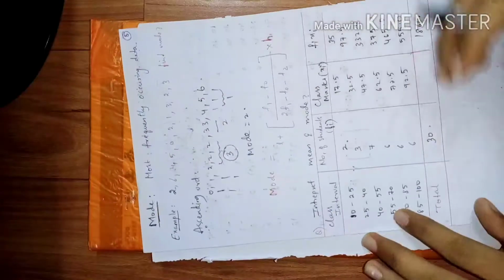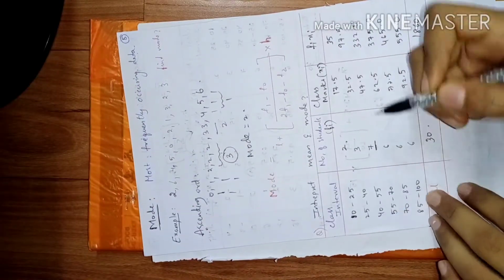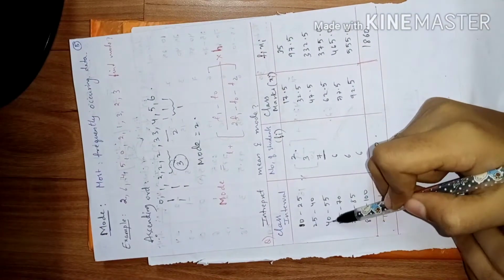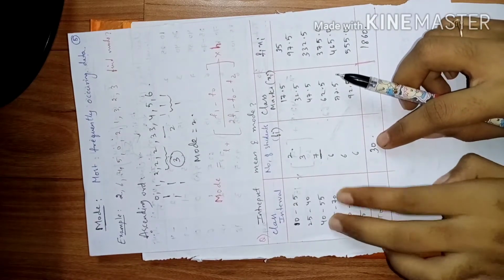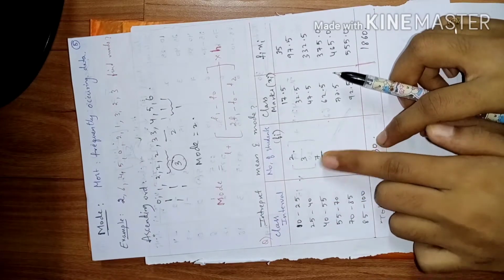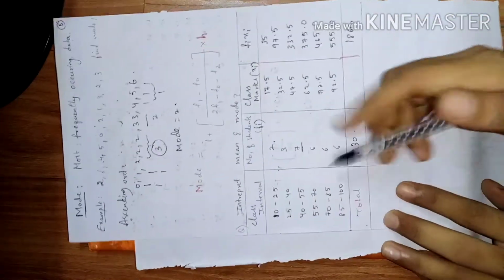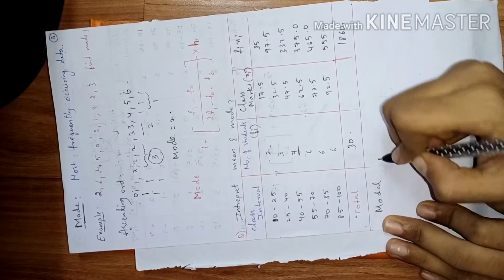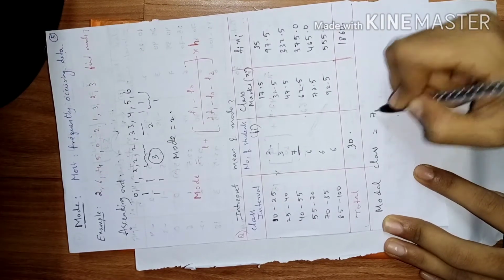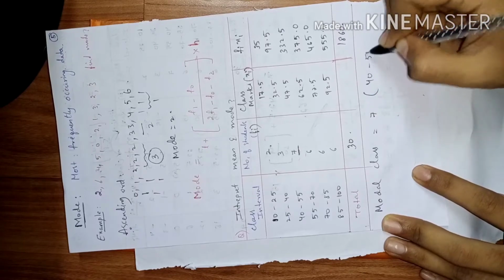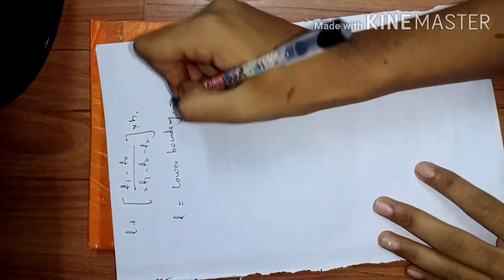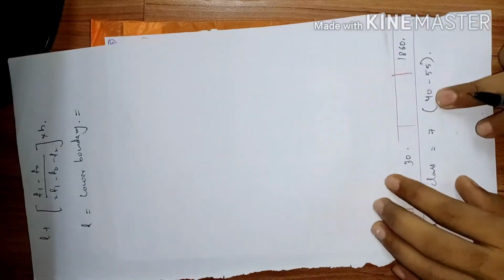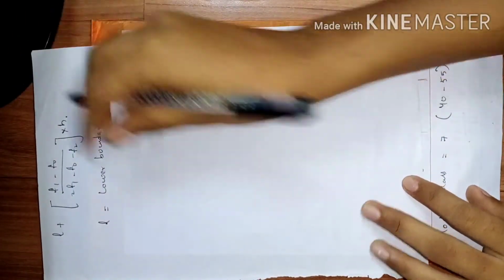Check it here, friends. Wherever the number of students is highest, this is 7. Here the range of marks achieved by 7 students is 40 to 55. This range of marks 7 students have achieved. So this is the highest value among these. So the modal class is the 7th class, that is 40 to 55. First we need to find the modal class. After finding the modal class, L is the lower boundary, and we have 40 to 55. So 40 is the lower boundary. So the L value is 40.